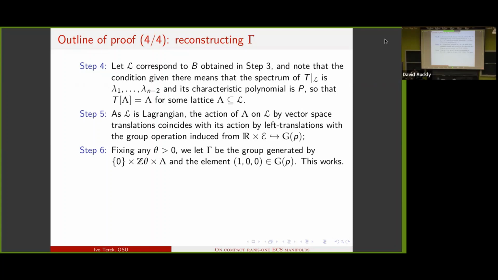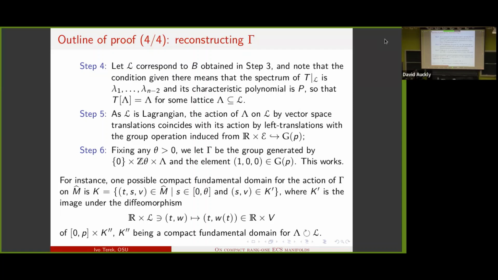How does this work? Well, at some point you do have to check that the action of your group gamma is going to be free and properly discontinuous on the PP wave that you built from those initial data. And well, you have an explicit formula for the action, so you do a computation and it follows. Okay? A compact fundamental domain is given by this. It's pretty much like this.